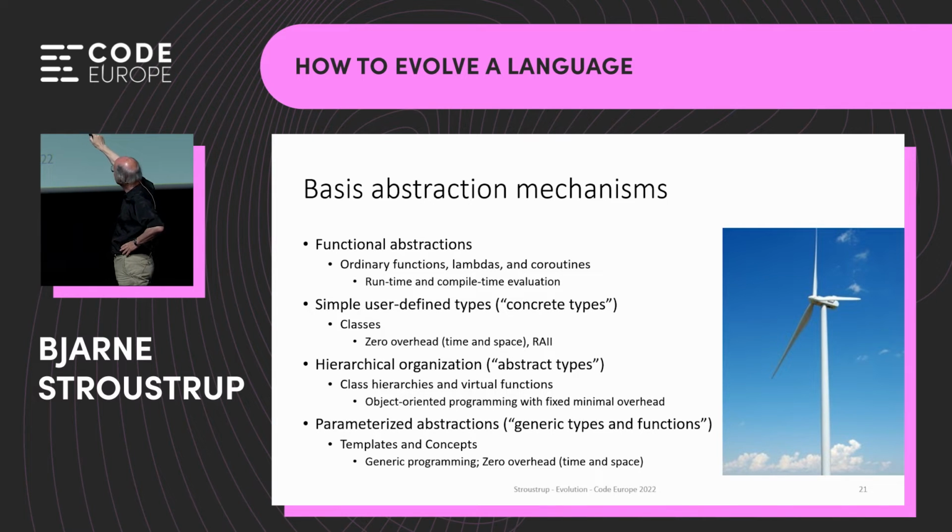So there are the abstraction mechanisms in the language. There are the usual functional abstractions where we can run functions, if they are pure functions without side effects, at compile time instead of at runtime for optimization, or we just want them general. We have classes to build user-defined types. The ideal is that you can build a user-defined type that runs as fast and is used in the same way as built-in types. That's where you get the zero overhead, RAII, hierarchical organization to do classical object-oriented programming, and parameterized abstractions to support generic types and functions, which basically is the foundation of all the generic programming in C++.